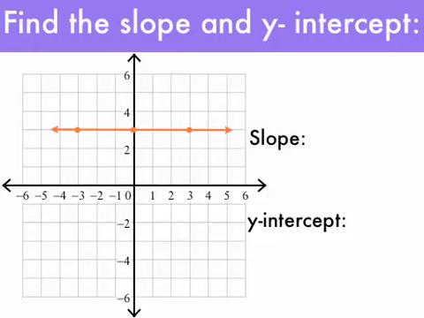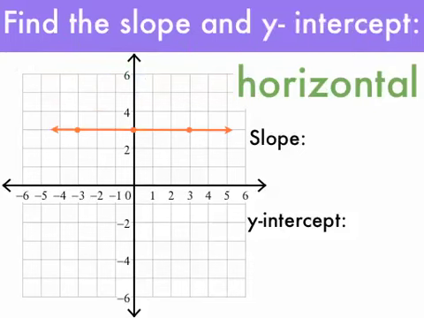If you look at this line, notice that it is going straight across. When the line is going straight across, it is called a horizontal line. A horizontal line, we cannot go up or down and still be on the line. So my rise would be 0, and my run could be any number.